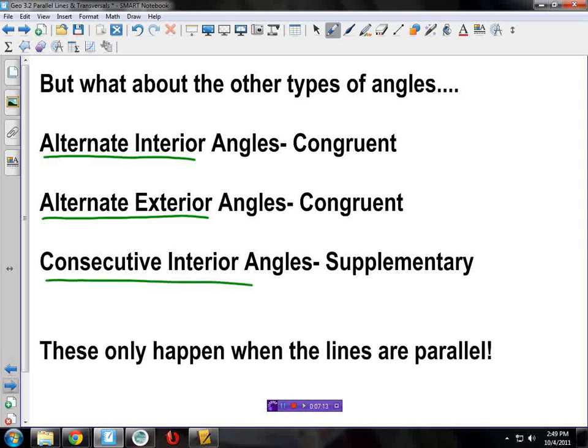Consecutive interior angles are not congruent. They're supplementary, which means 180, right? But remember, when do these things happen? Parallel, right? Those lines have to be parallel. Only if you want to remember it. Now, I know that some of you guys will remember that just fine, but I wouldn't want you to get to a test or a quiz and not have it in your notes, right?